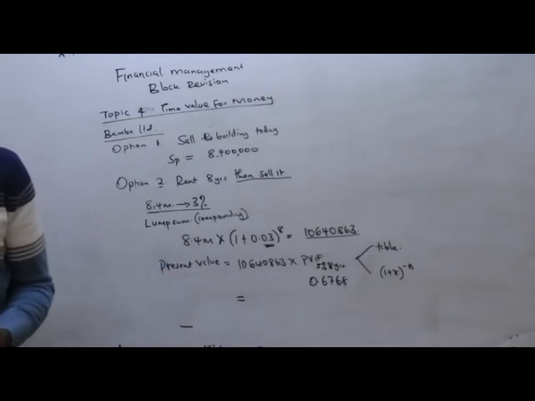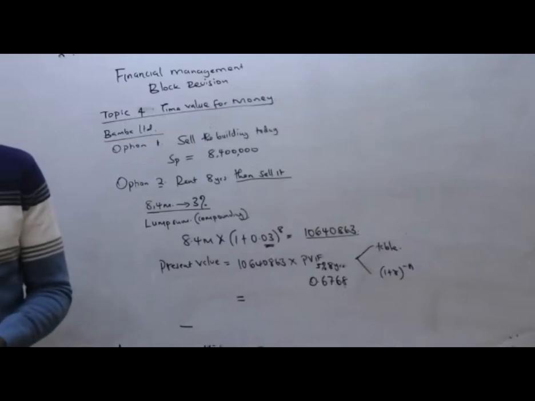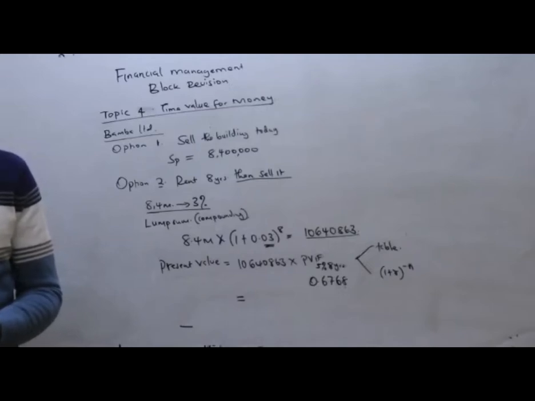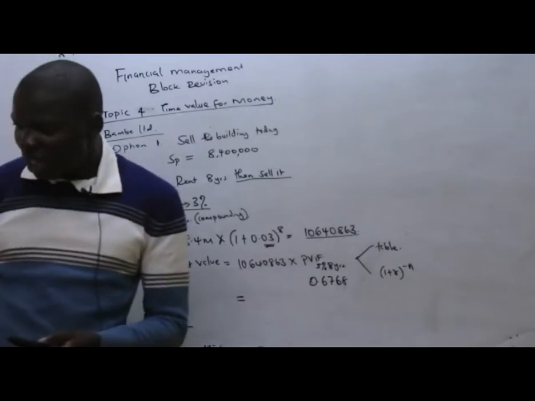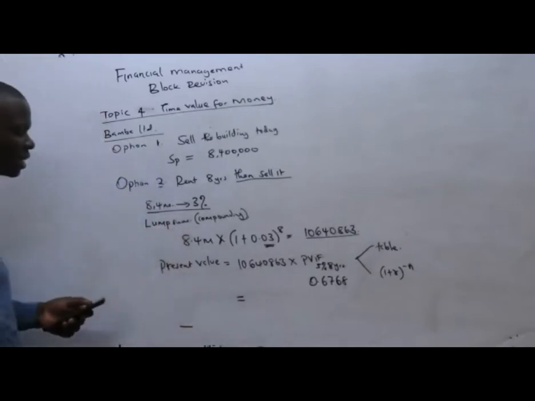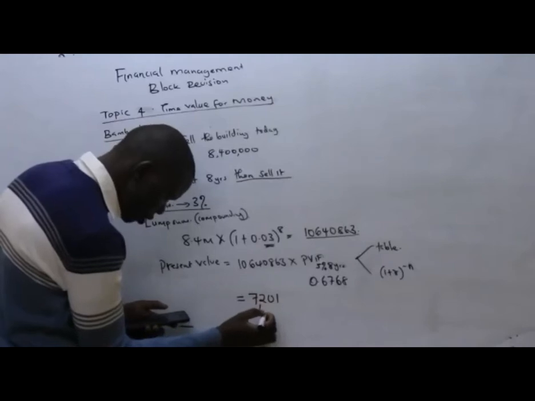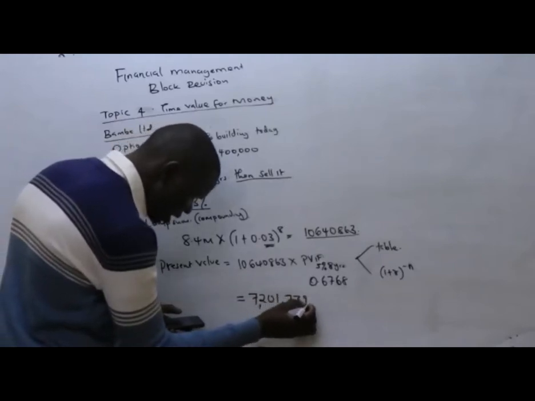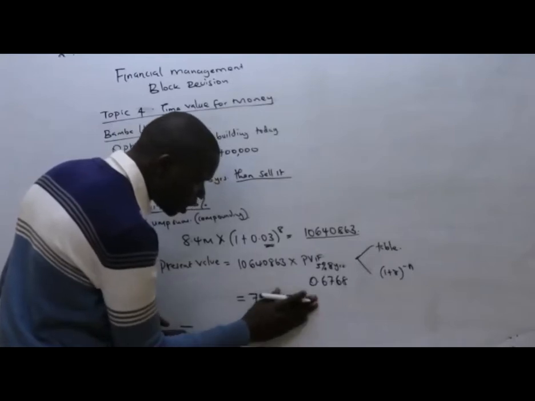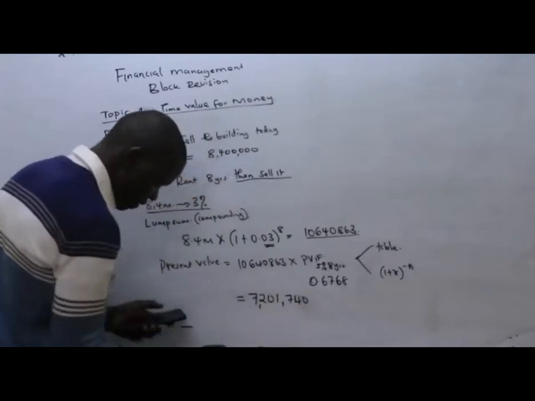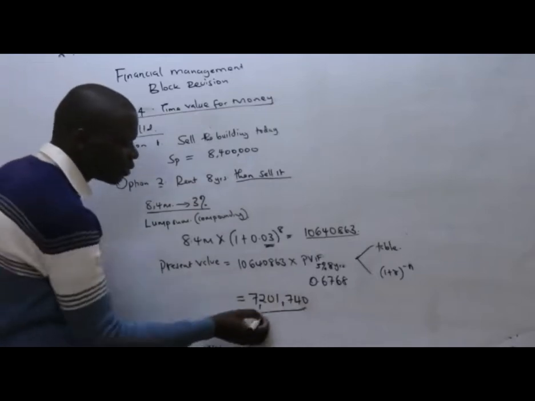720,2158. Me, I'm getting 7,201,739.9, which is 7,201,740. I think it's the decimals. It is the decimals that we are using. When you round off to the whole number, it is 7,201,740, right? This is the value that I have.